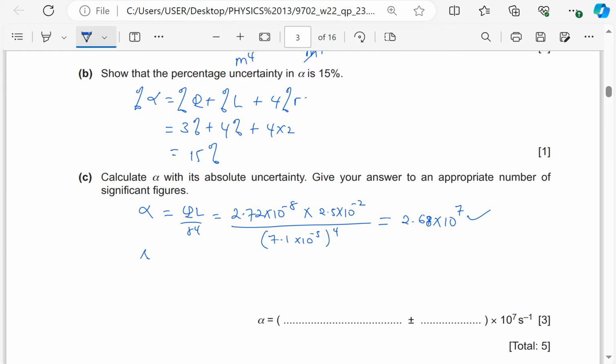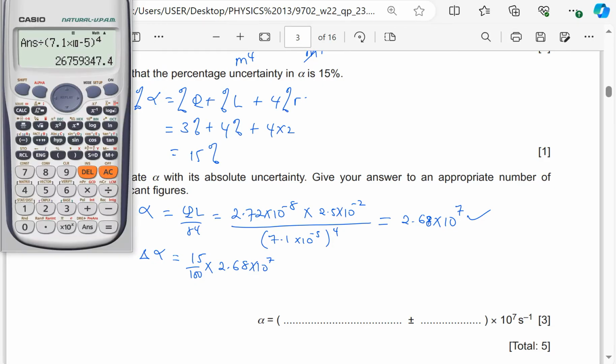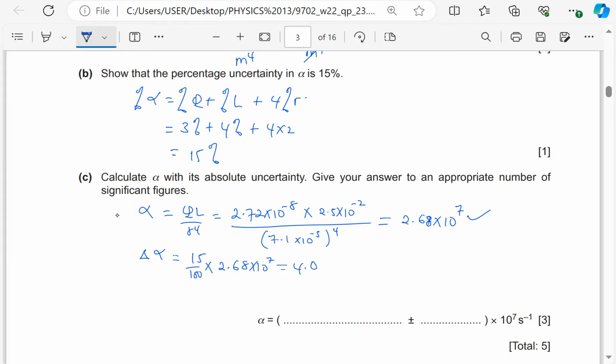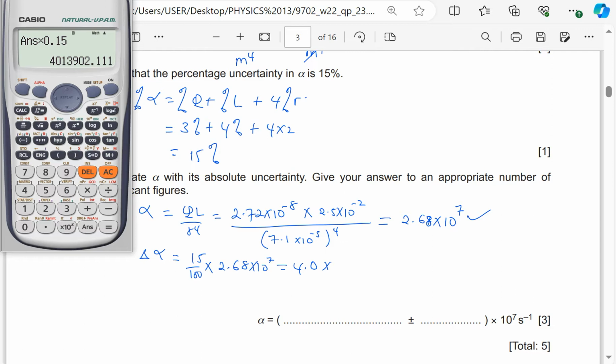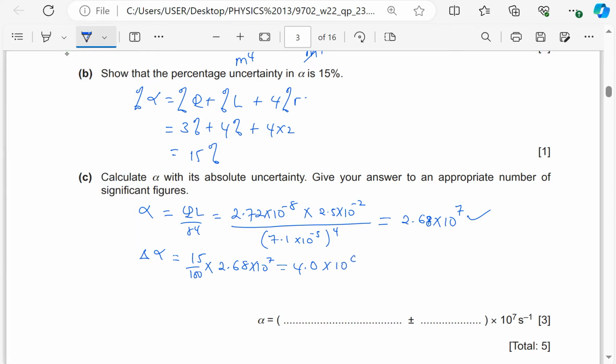So I'll find the absolute uncertainty in alpha to be equal to the percentage, which is 15, divided by 100, then times my value of alpha, which is 2.68 times 10 to the power of 7. So I'll simply multiply this answer by 0.15. So this is giving me 4.0 times 10 to the power of 6.